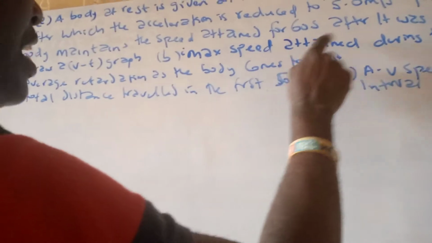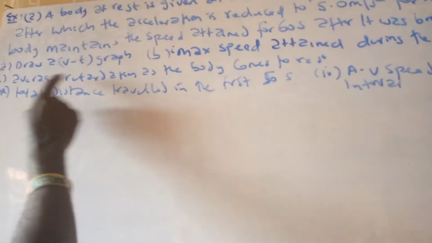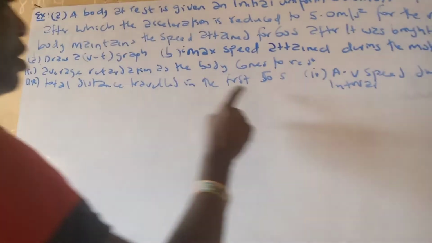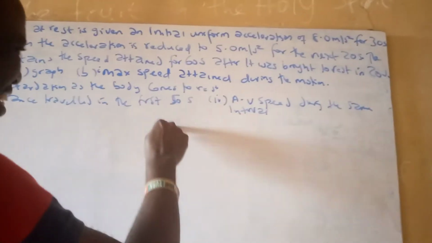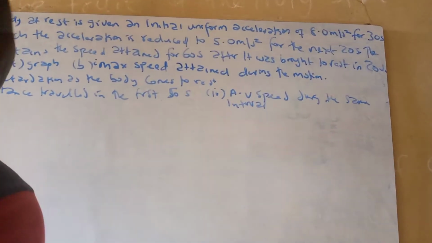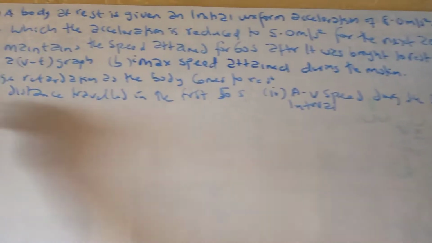Then find the maximum speed attained during the motion, the average retardation as the body comes to rest, the total distance traveled in the first 50 seconds, and, in the same 50 seconds, calculate the average speed. Okay, let's get started.